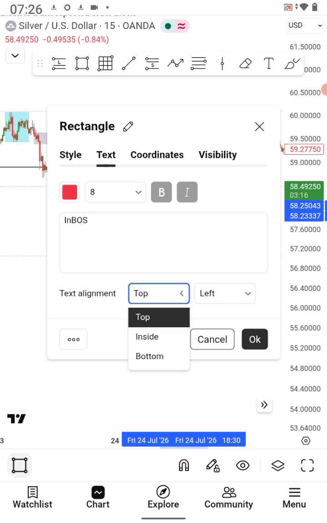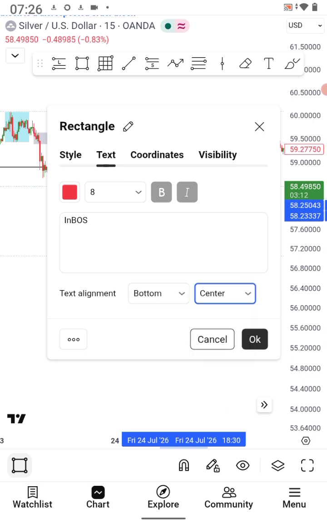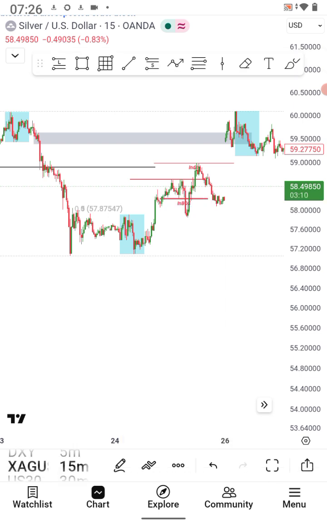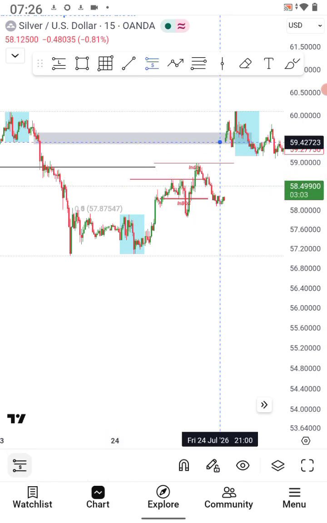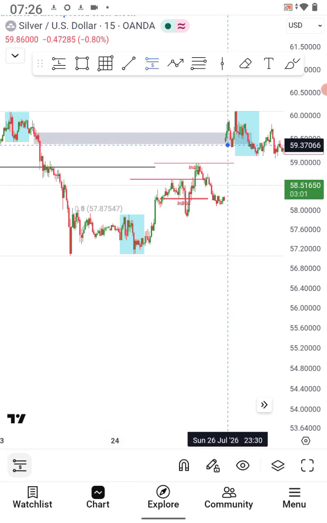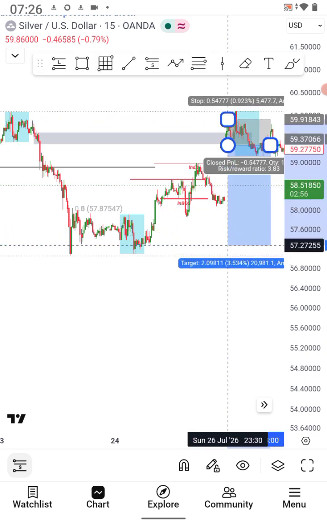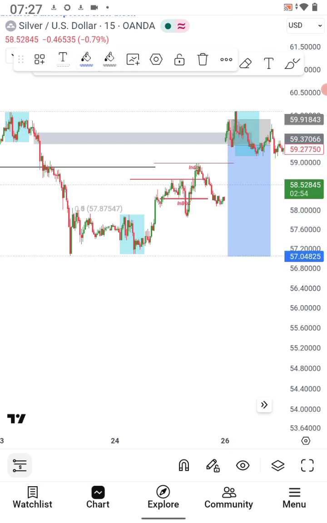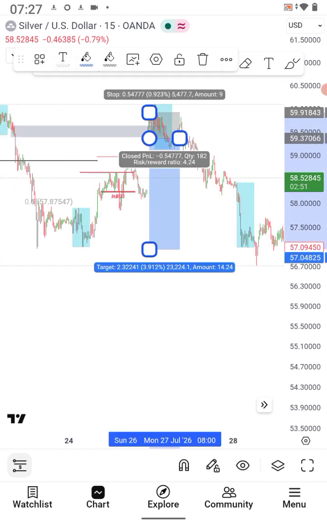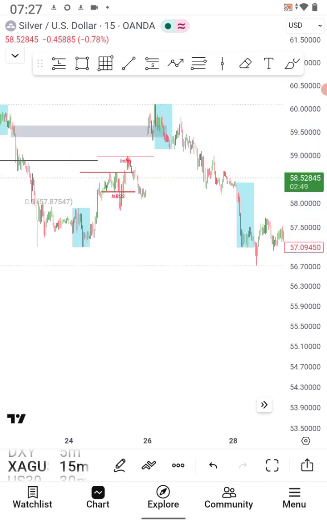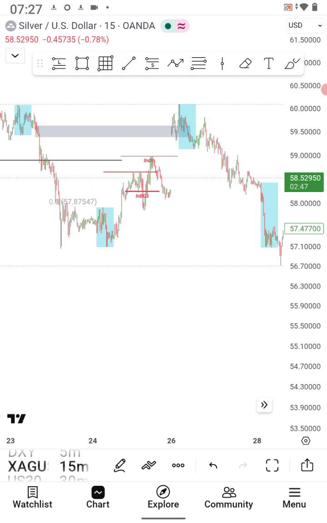Okay, let's put it in the bottom, then center. Are you seeing it now? So this is the inducement break of structure. Now with this, on a normal day, I can set my pending order here, put my stop here, and put this. Are you seeing it now? But I didn't do that that day because the market had not opened, and you know market can gap up. It was Sunday. Market can gap up before coming down.